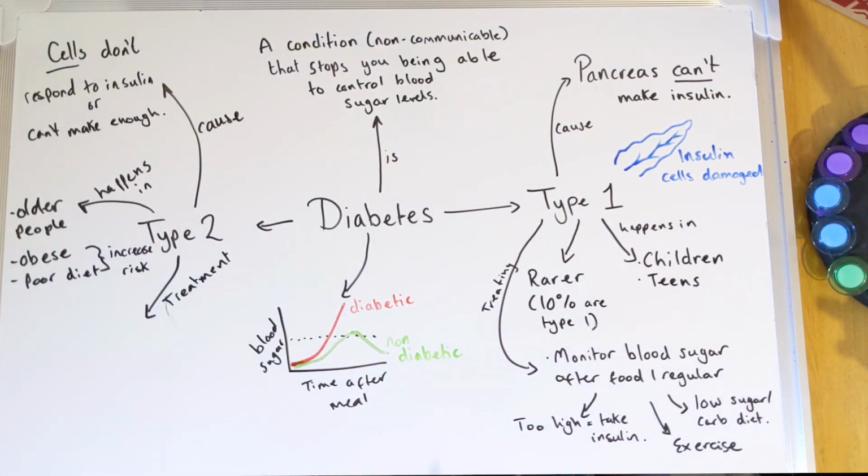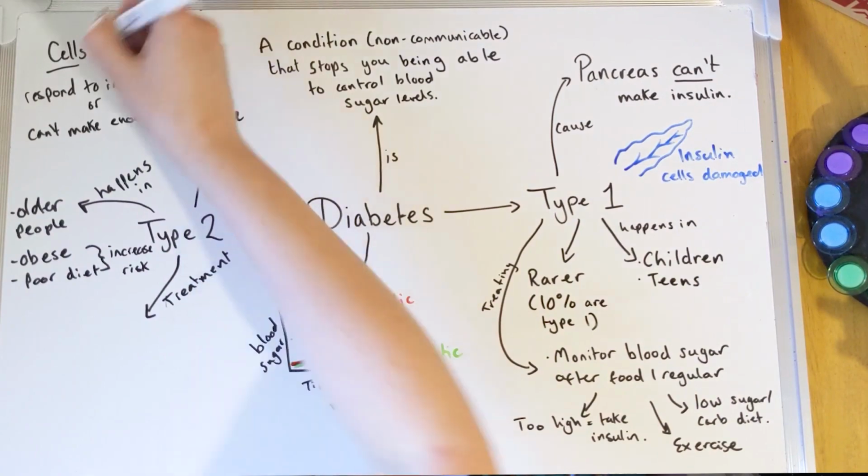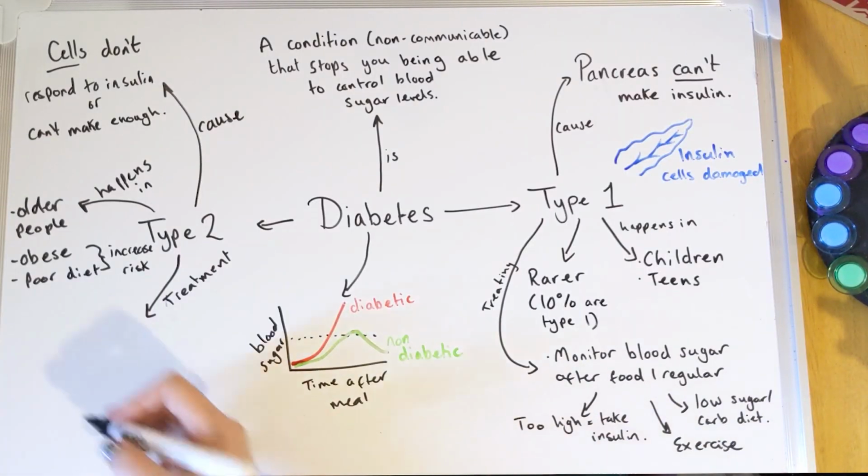Treatment for type 2 diabetes is similar to type 1, but the only real difference is they can't inject insulin, because of course if you inject insulin and your cells don't respond to it, you're injecting it for no reason. So you would treat this one more through a diet and exercise change.